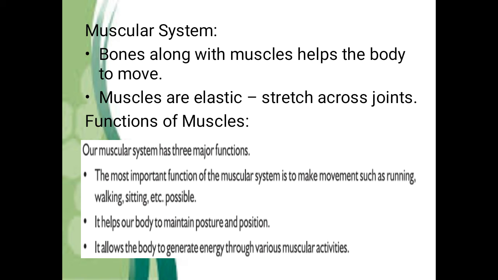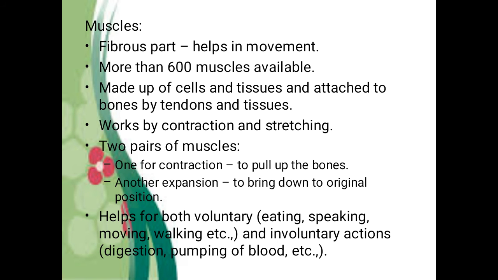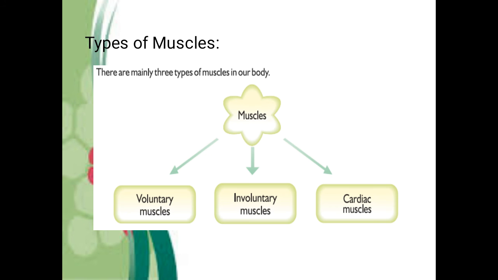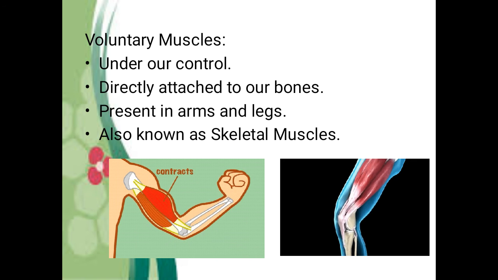And the functions of the muscle are, along with the skeleton system, it provides support and movement for our body. It helps maintain our body position and posture, and it helps to generate energy through some muscular activities, right? Likewise, one muscle is for contraction and another muscle is for relaxation. The different types of muscles available are voluntary muscles, involuntary muscles, and cardiac muscles.